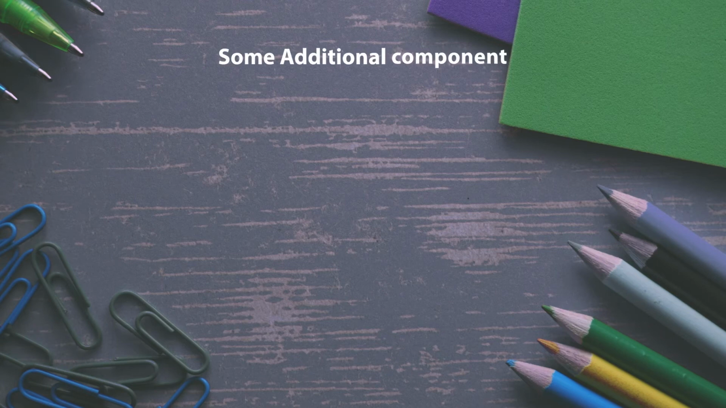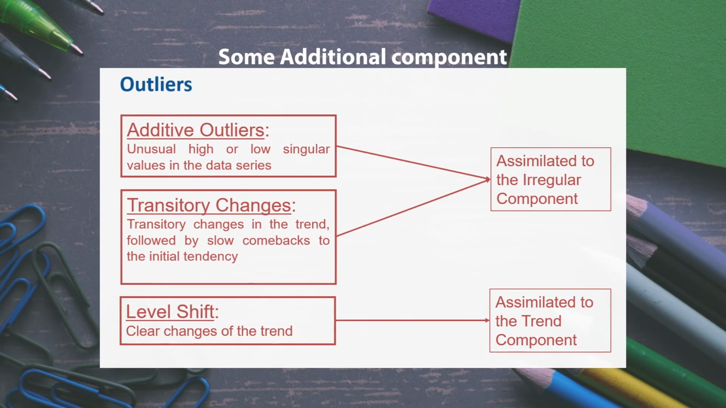On the other hand, we have some additional components like additive outliers, transitory changes or level shift. If we talk about additive outliers, they are unusual high or low singular values in the data series, and transitory changes are changes in the trend followed by a slow comeback to the initial tendency and assimilated to the irregular component. And when you talk about the level shift, these are clear changes of the trend, assimilated to the trend component.